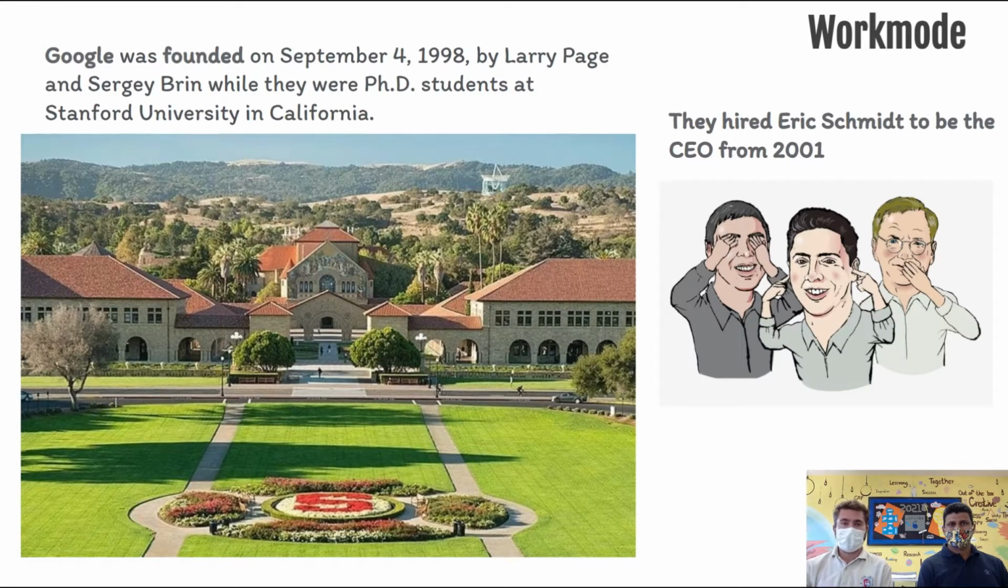Google was founded on September the 4th, 1998 by Larry Page and Sergey Brin while they were PhD students at Stanford University in California. Then they hired Eric Schmidt to be the CEO from 2001. They were very young, straight out of college, so the people who invested money in Google told them that they needed a senior CEO, and that's why they hired Eric Schmidt to join the company. On the left-hand side, you see a picture of Stanford University, in Palo Alto, California.